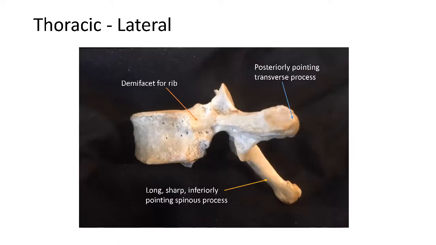Again, the lateral view gives us a really good view of some of this. That demifacet is here on the body, but the key here is that we can see this very long, very sharp, inferiorly pointing spinous process, which is the key to the thoracic region. You can feel this one without even seeing it. If you close your eyes and feel it, you can feel that thoracic spinous process.